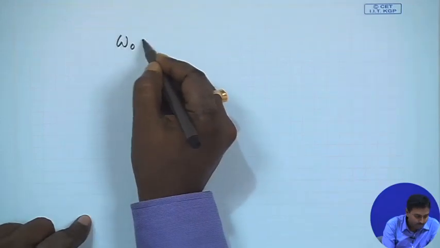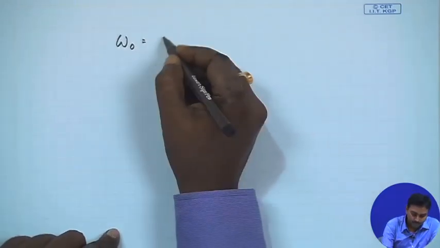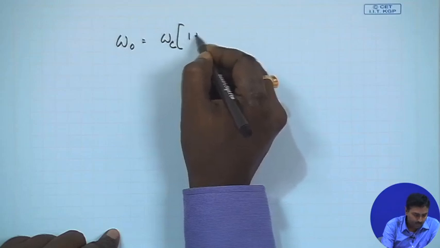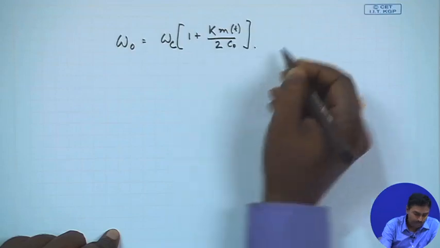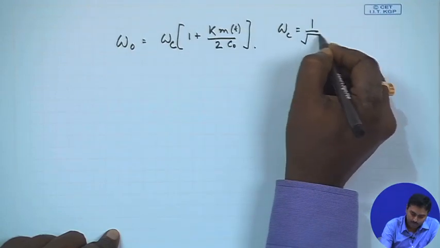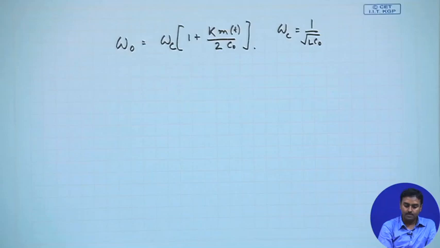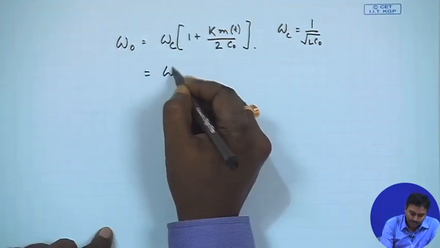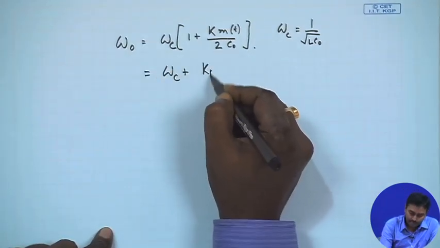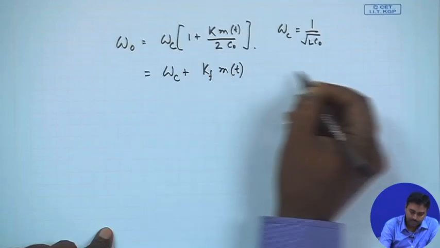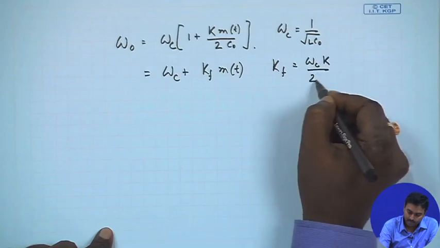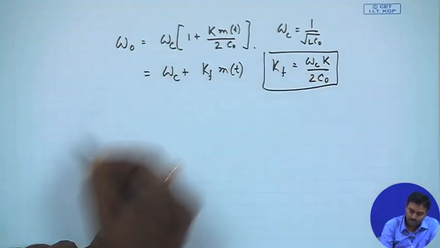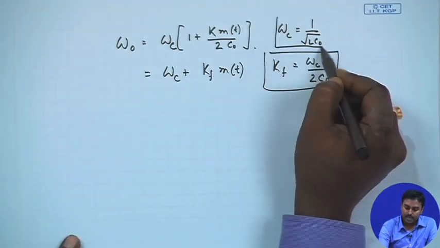So, I write that omega 0 as omega c into 1 plus K mt by 2 C0, where omega c is equal to 1 by root over L C0. Or I can write this as omega c plus Kf into mt, where Kf is just omega c into K divided by 2 C0.